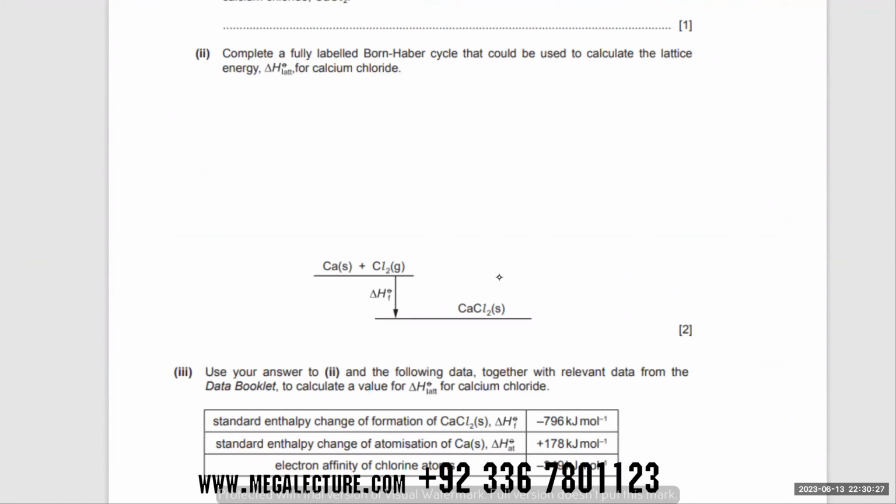I'm going to just do it in one step. So I'm going to atomize calcium solid to calcium gas. And in the same step, I'm going to atomize the Cl as well, turn it into Cl gaseous atoms. So this is the enthalpy change of atomization of chlorine, but that's times 2. And it's also the enthalpy change of atomization of calcium.